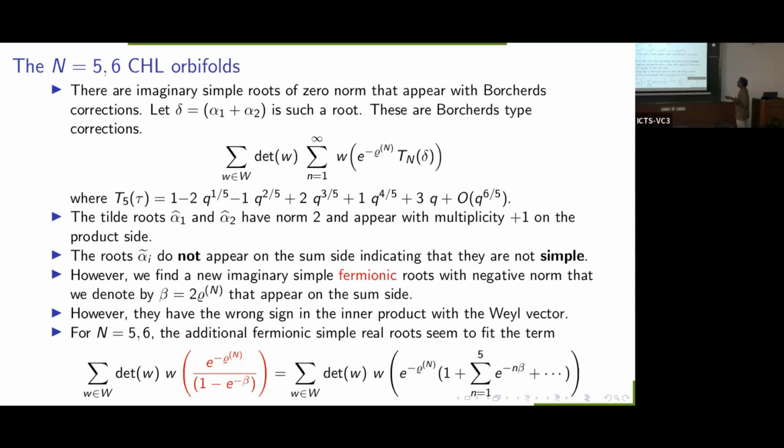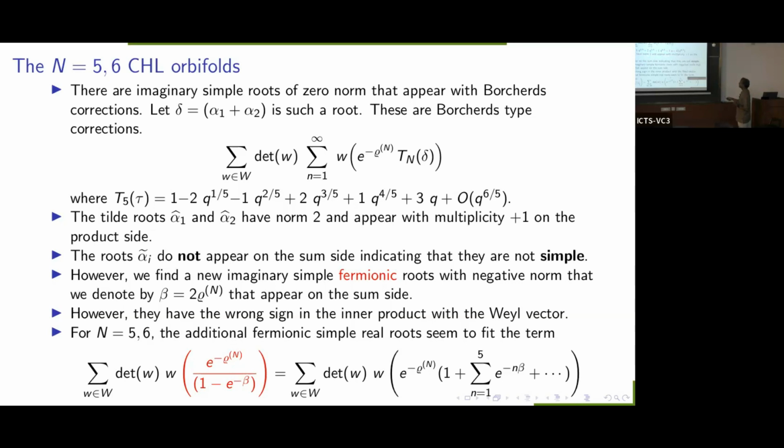And let's go to the n equal to 5 and 6 CHL orbifolds. So for instance, again, we can look at this delta. We know there are imaginary simple roots of this type, and there'll be fractional powers because there's 1 by n. So you get this T5. So you find that the delta guys fit. We know what the expansions are also. So these kind of terms appear. So this is a standard Borcherds correction. Even for n equal to 5, there exist. We're able to show that.